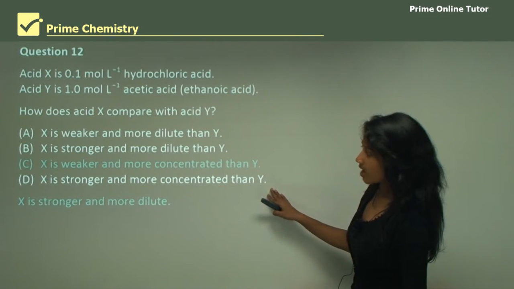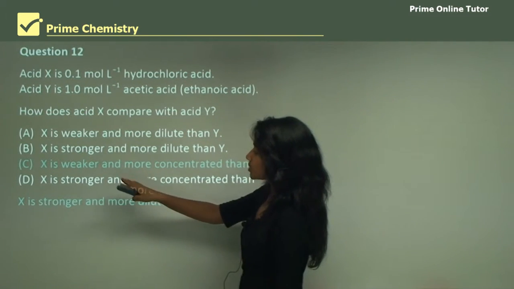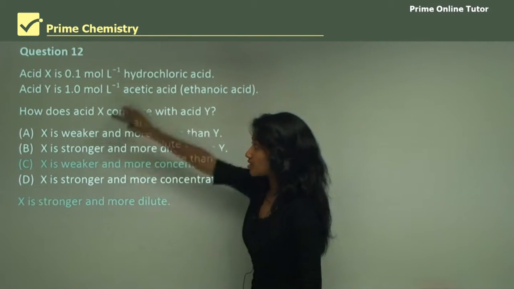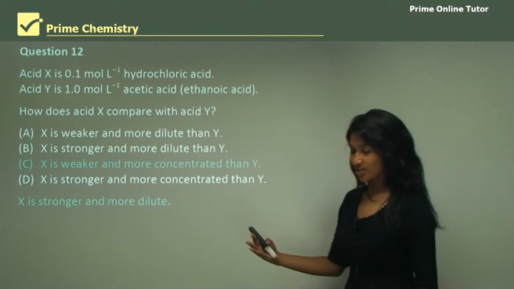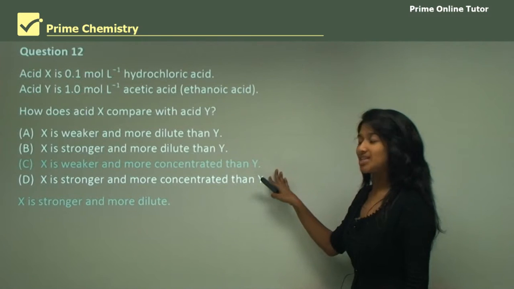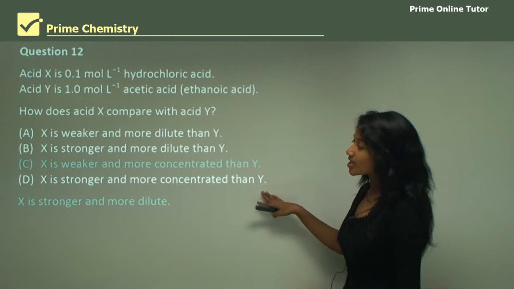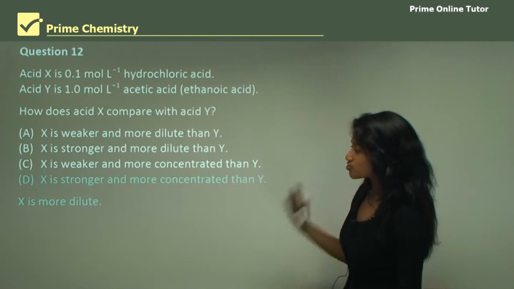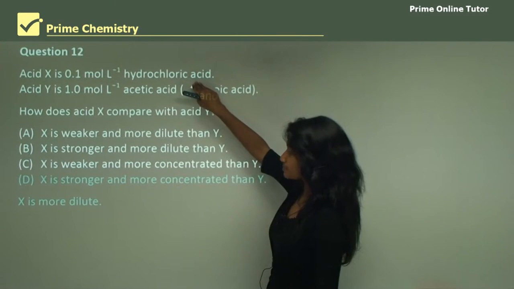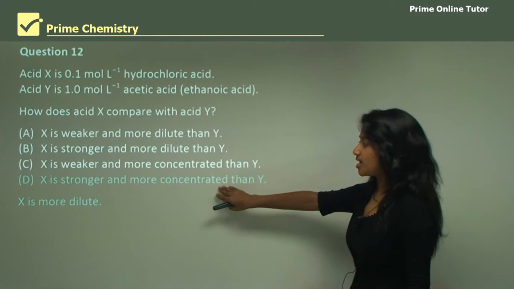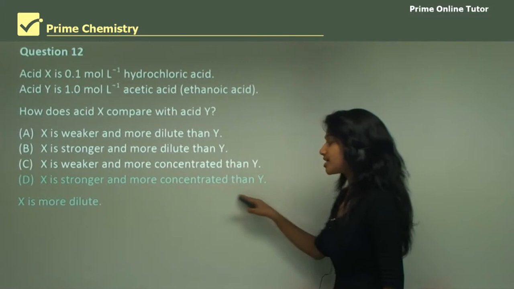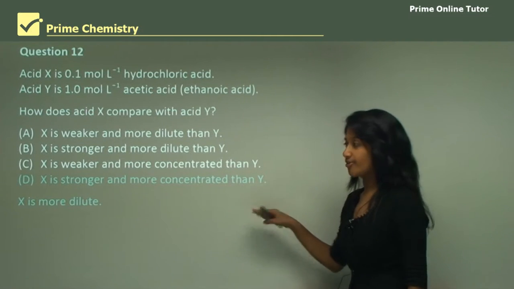Considering option C now, option C says X is weaker and more concentrated than Y. Now, X is not weaker and it is less concentrated. So both of the facts here are incorrect, making this the incorrect answer. Considering option D now, X is stronger and more concentrated than Y. Now X here, it is a stronger acid, but it is less concentrated than Y. Therefore, this fact here is incorrect, making D incorrect.